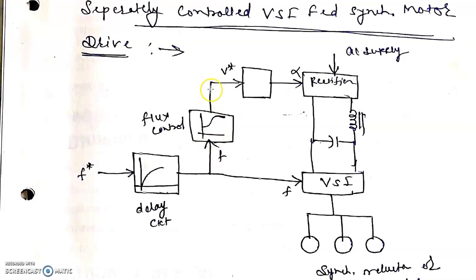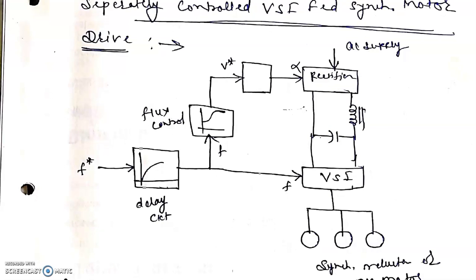This flux control block generates a voltage reference signal, which finally generates the firing angle alpha, which is given to the rectifier, and this frequency signal is given to the VSI. We give the AC supply to the rectifier. This rectifier converts the AC into DC. This is the inductor and capacitor to separate the rectifier and VSI, and to remove the harmonics in the supply.